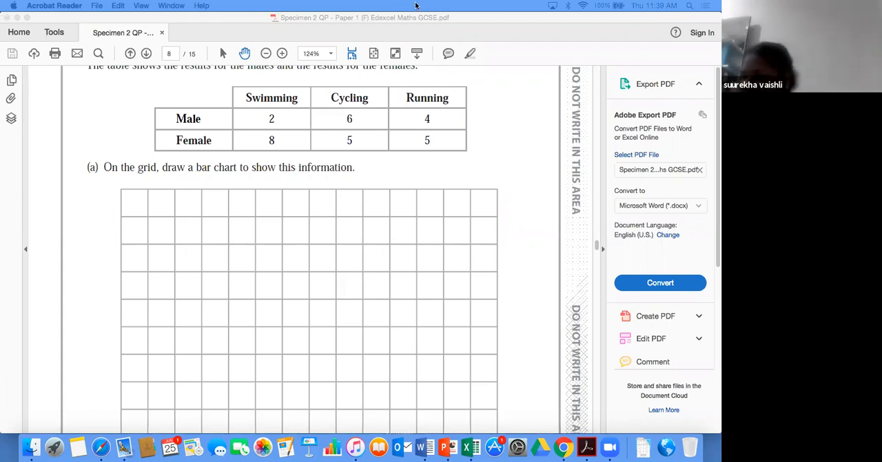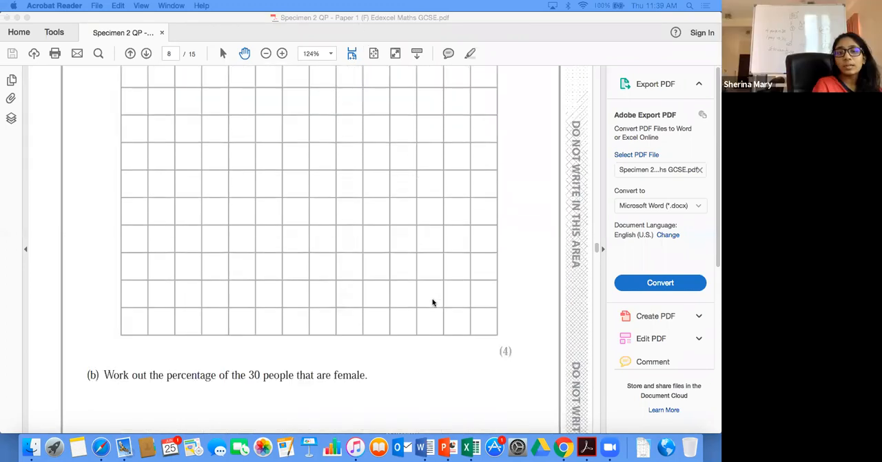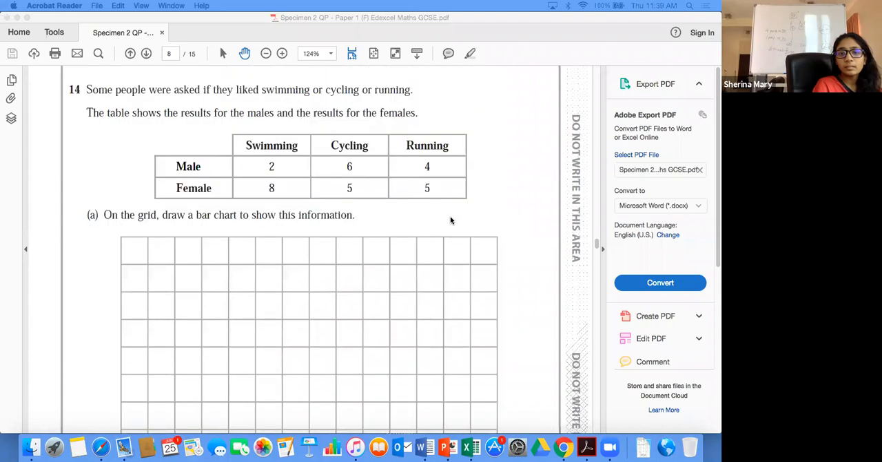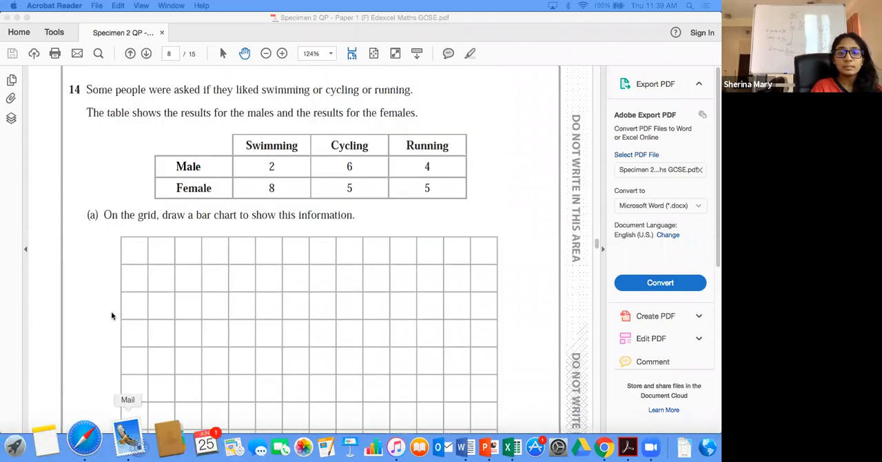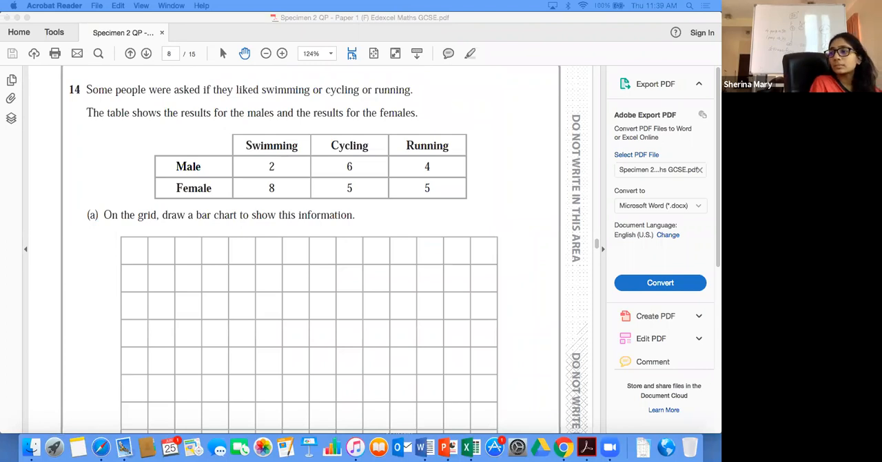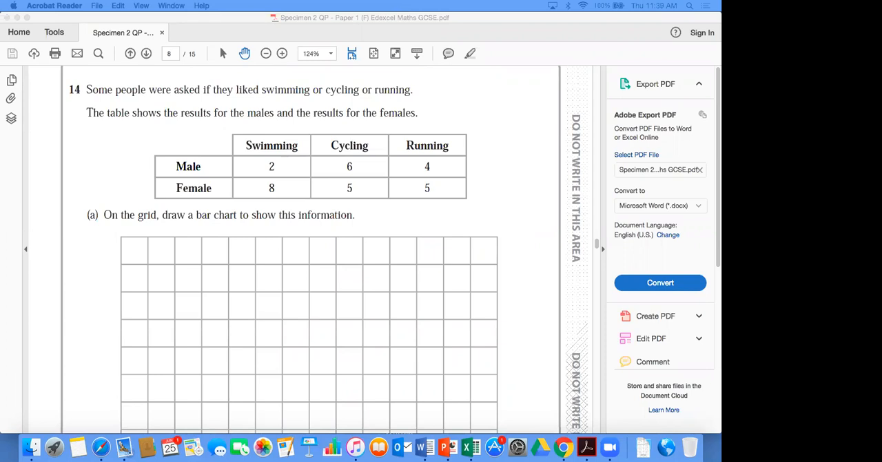Sharina, for the bar chart, right? I'm confused which side to put the activities. So the activities go at the bottom, the x-axis, and then the number of people is here, the y-axis. Okay. Sir, I already sent it to you.